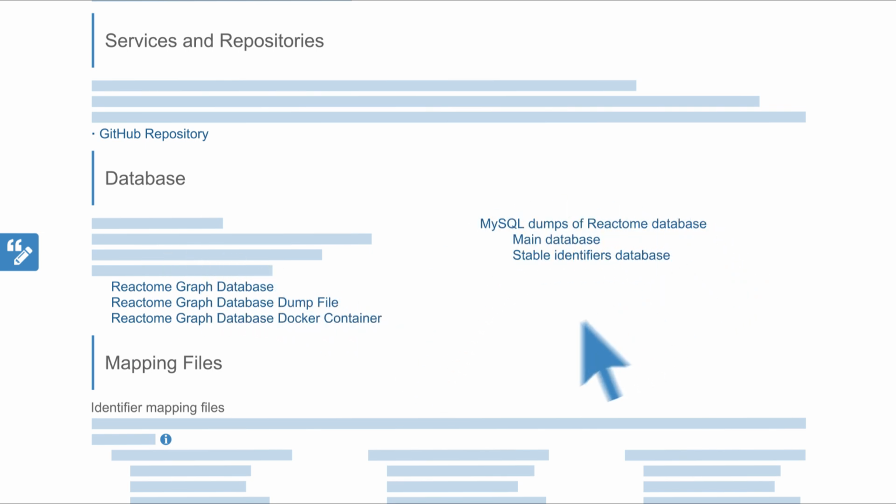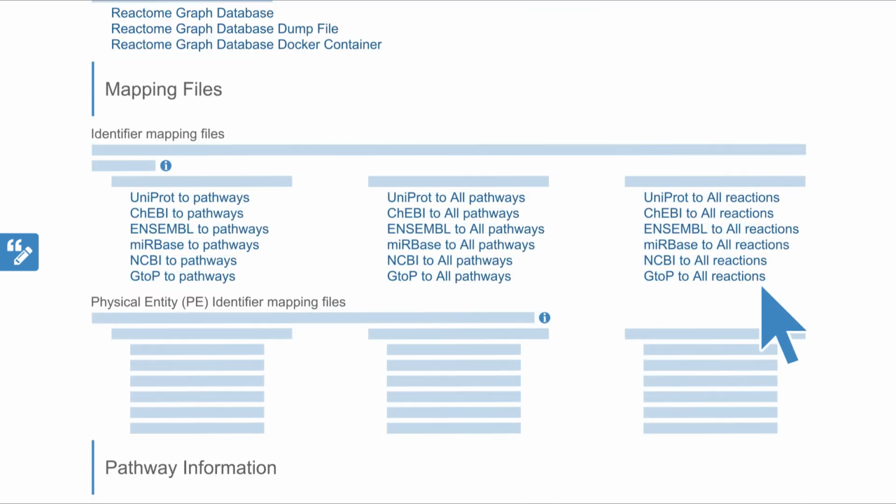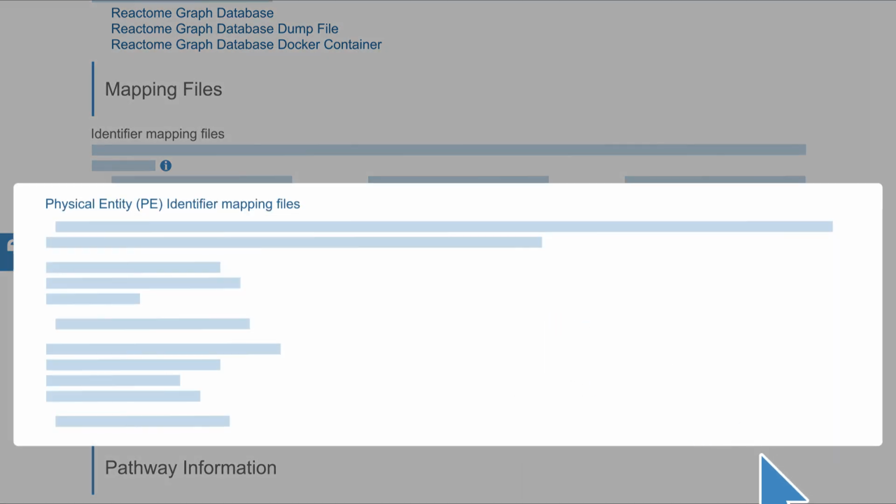We provide mapping files, such as identifier mappings, and other specialized formats. To learn more about the mapping files, click on the information icon. Here, we provide an explanation of the files and the column format.